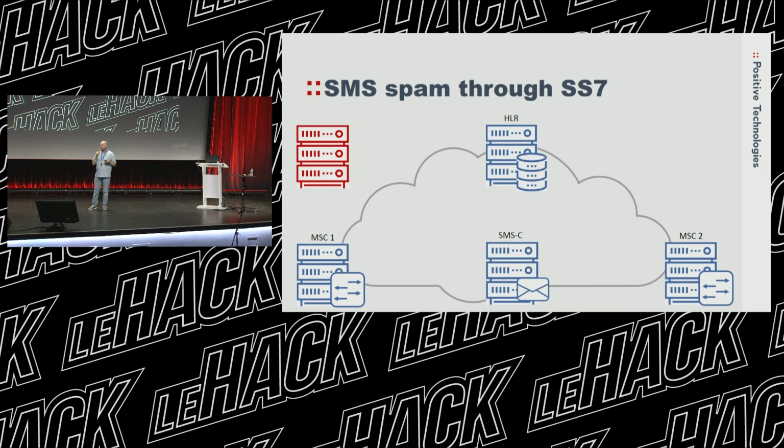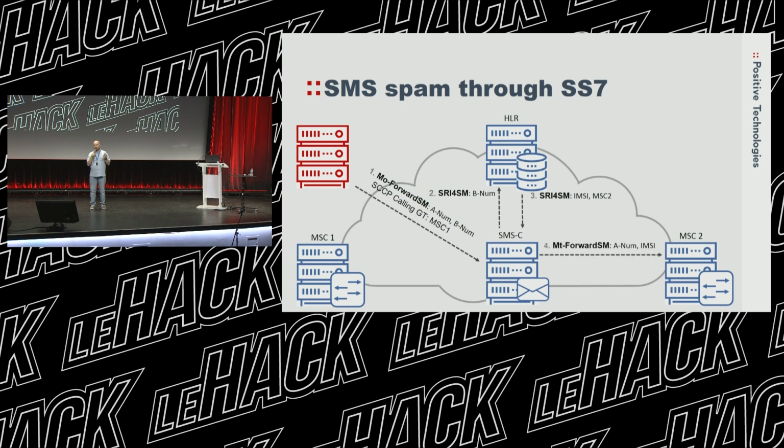So, intruders use this signal exchange to send a lot of spam through SS7. They might send an MO forward SM signal message spoofing the source address. After that, all the signal exchange goes by the scenario. And the last component, the last signal message, comes to the originating MSC. Why to the originating MSC? Because the intruder spoofed this address as a source.